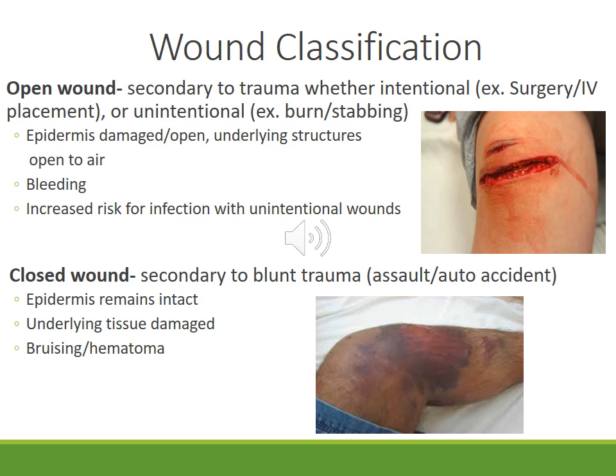And then a closed wound is that contusion that we were talking about. It's secondary to some type of blunt trauma where our epidermis remains intact, but we still see that underlying tissue damage and that bruising or hematoma. And these are pictures here to represent that. Again, just a different way of classifying a wound.